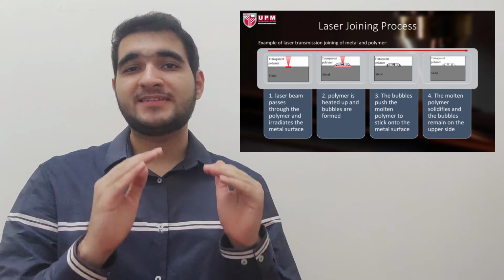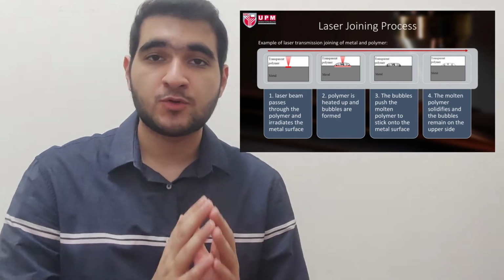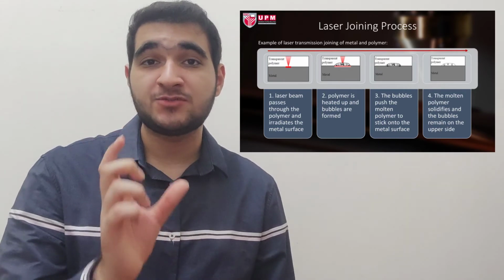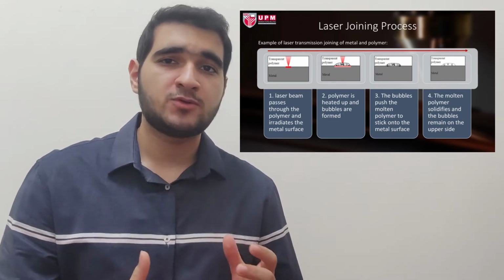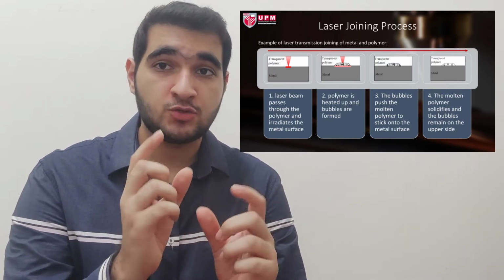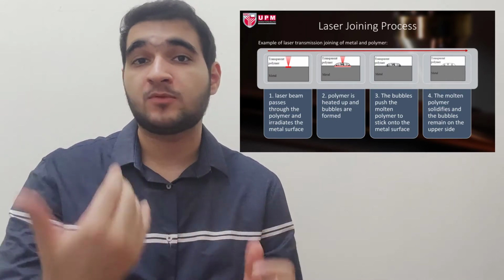Alright, so we're going to go a little bit deep on this segment as we're going to explain one particular example of a laser joining process. Basically, we're going to explain what happens when we light up a laser beam and we point it at two dissimilar materials which are overlapped one to another.